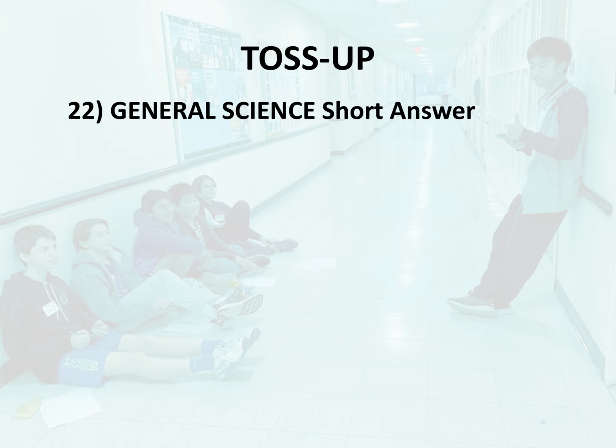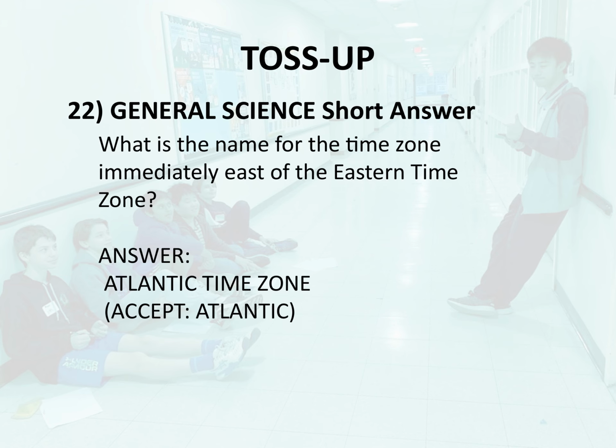Toss-up 22. General science. Short answer. What is the name for the time zone immediately east of the Eastern Time Zone? Answer: Atlantic Time Zone. Accept Atlantic.